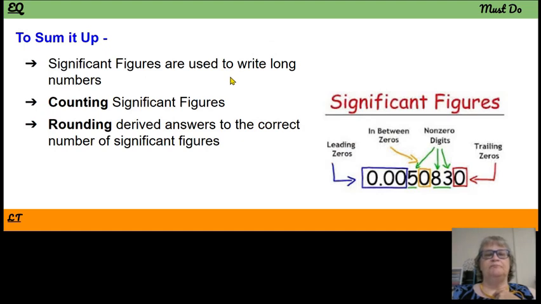So to sum it up, significant figures are used to write long numbers. We talked about counting significant figures. That's really only so that you can figure out how to round to the right number. And so we also talked about rounding derived answers or mathematical answers to the correct number of significant figures.